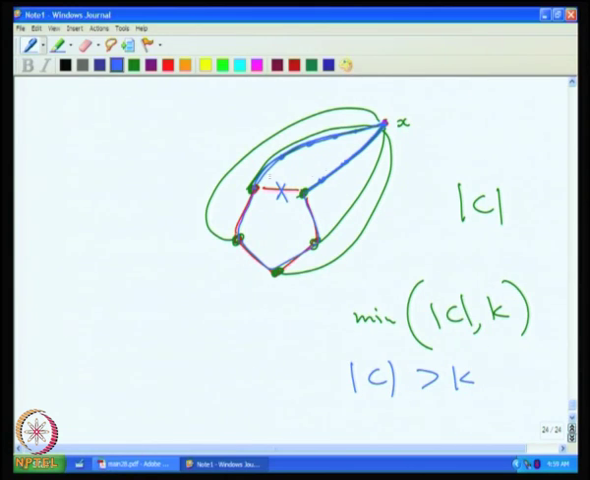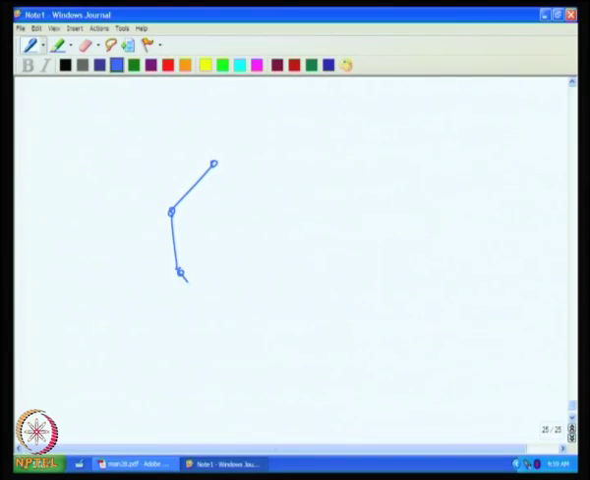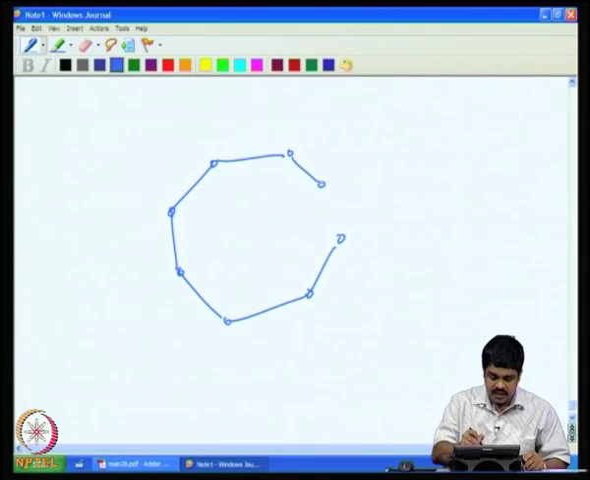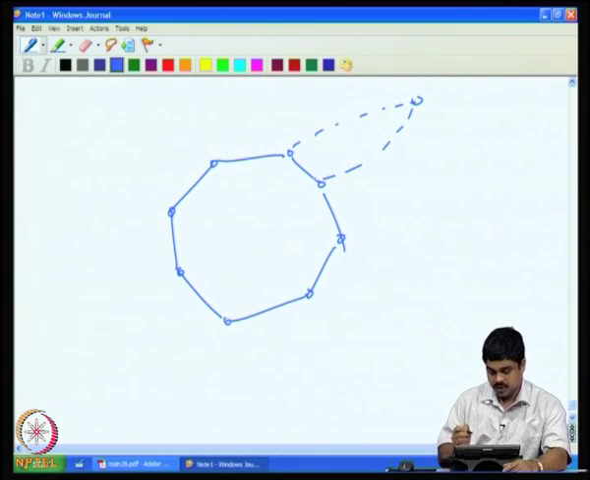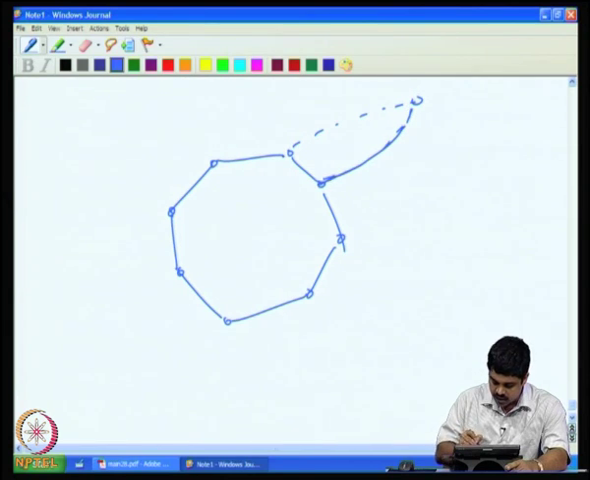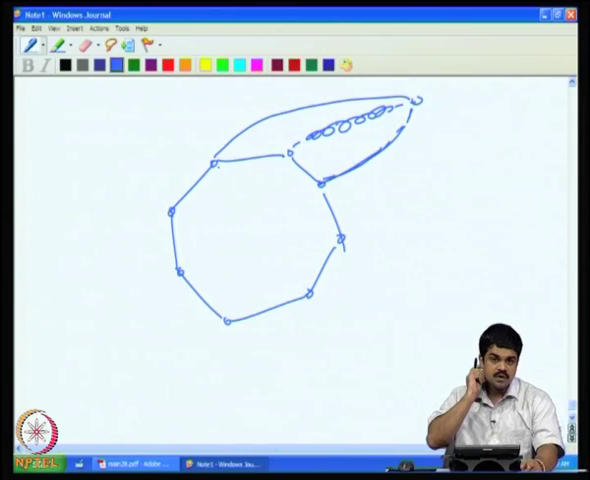So, all the k paths should be there, but is C so small compared to k? Definitely not, because the argument we just made tells us that we cannot have two fan paths from x ending at adjacent vertices of C. If this is ending here, then we cannot have one ending here. So, it can only end at the next one, right, because otherwise we will just elongate the cycle here.